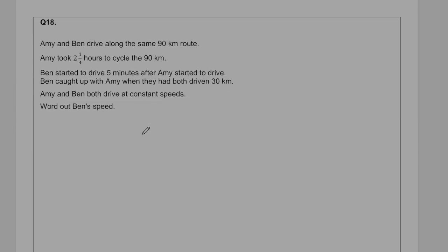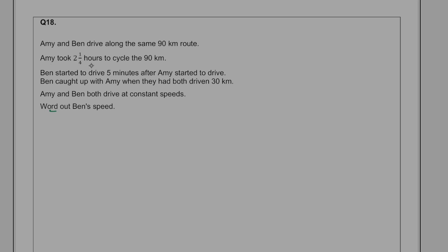Question 18. Amy and Ben drive along the same 90-kilometer road. Amy took 2¼ hours to cycle 90 kilometers. Ben started to drive 5 minutes after Amy started to drive. Ben caught up with Amy when they had both driven 30 kilometers. Amy and Ben both drive at a constant speed. Work out Ben's speed.